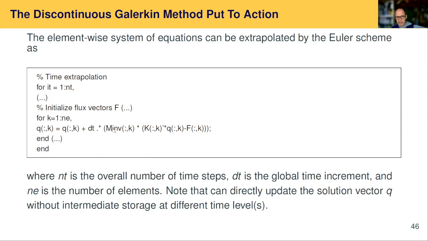Again, by simply having dt times the inverse of the mass matrix at each point times the stiffness matrix multiplying the vector of unknowns Q. So again, it can be written in very simple terms. The code involves, of course, all the initialization of the mass matrix, the stiffness matrix, and the flux terms.